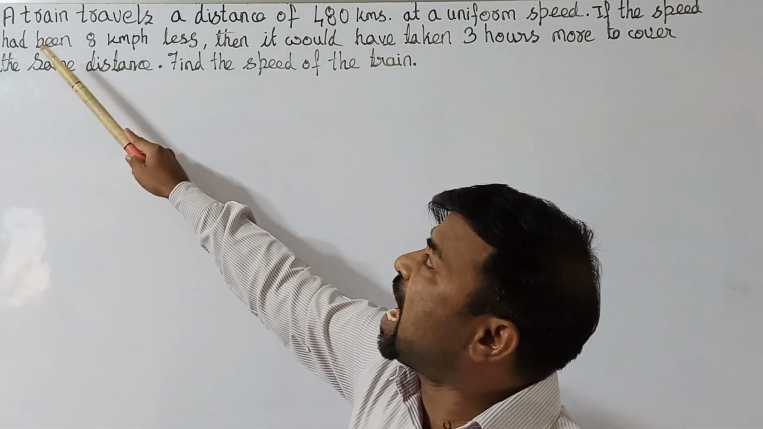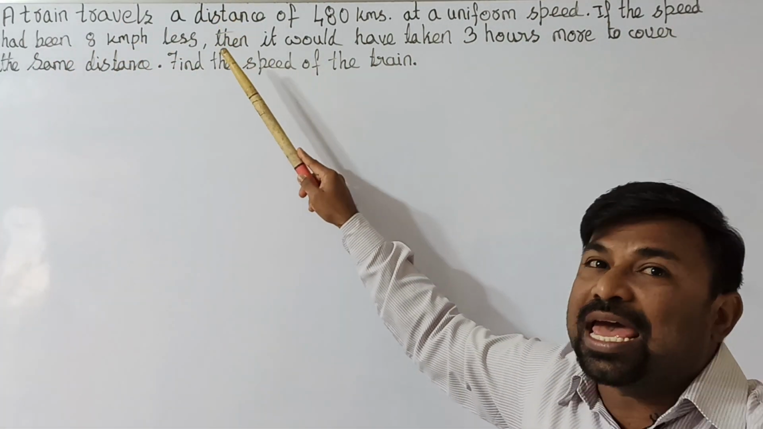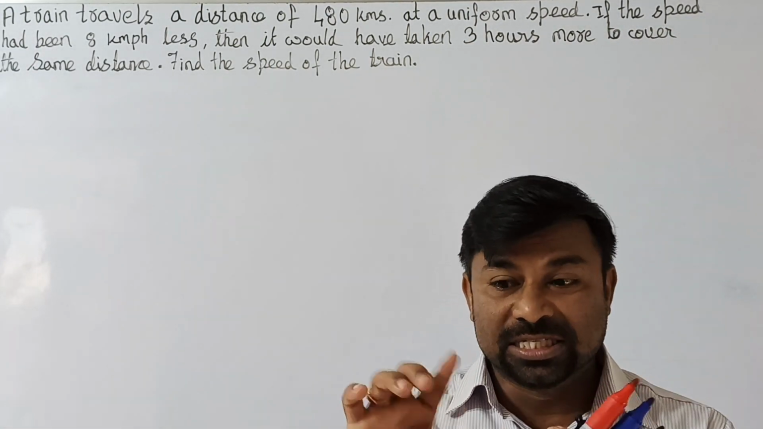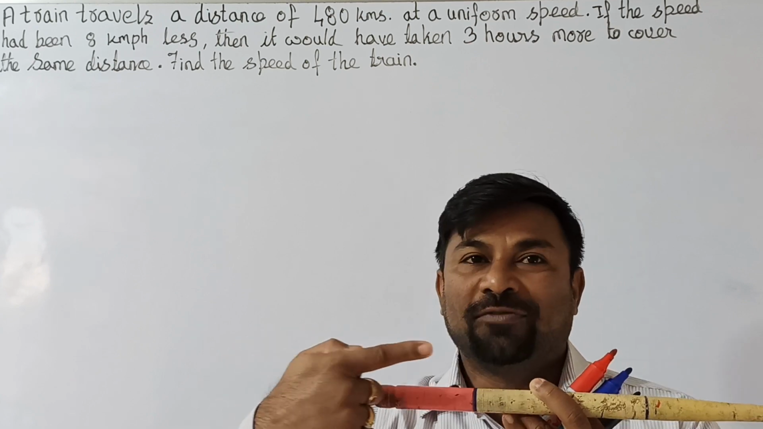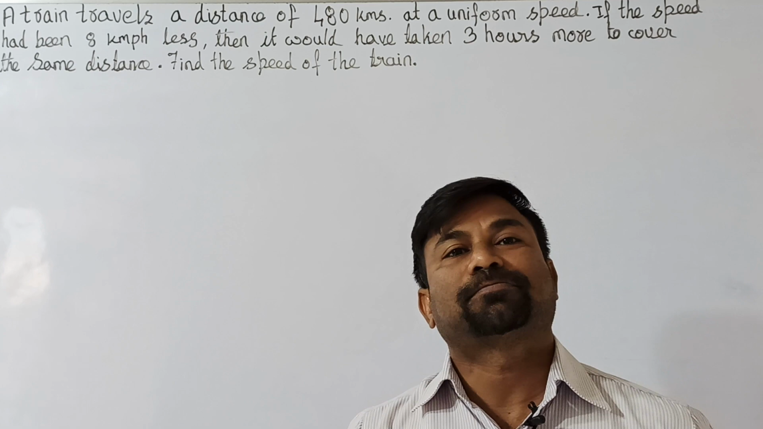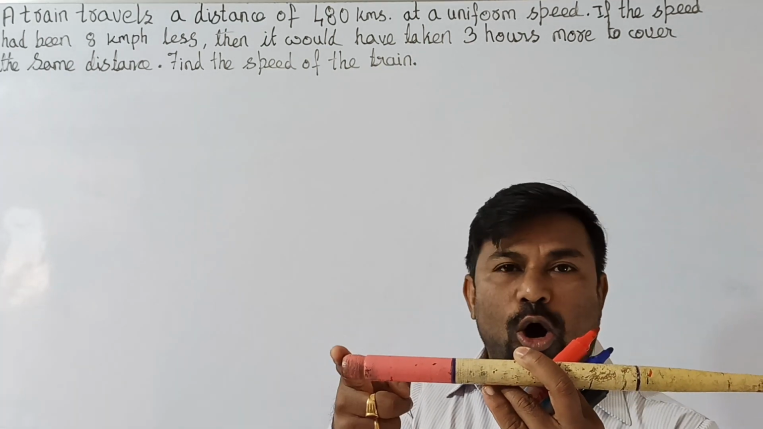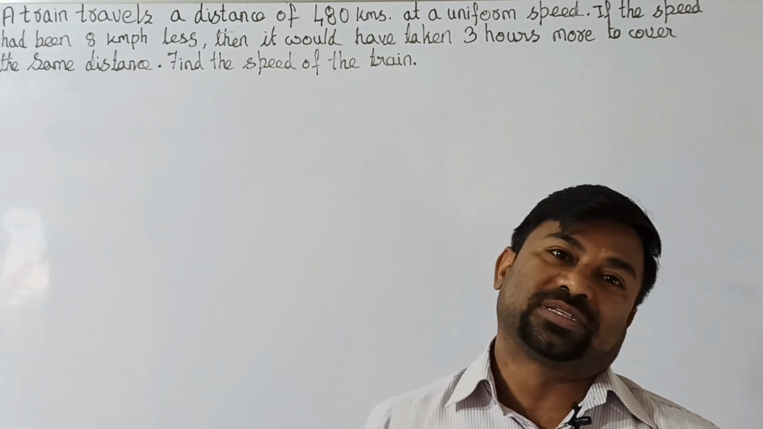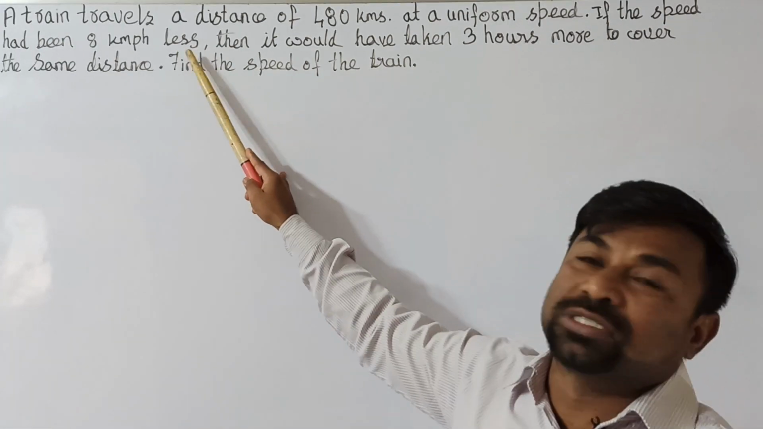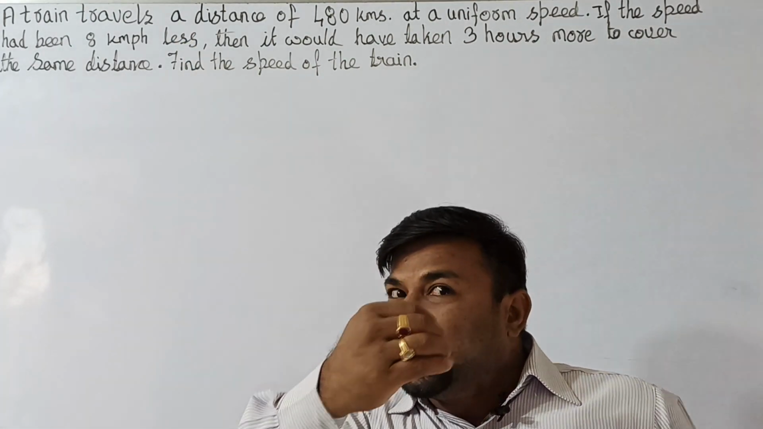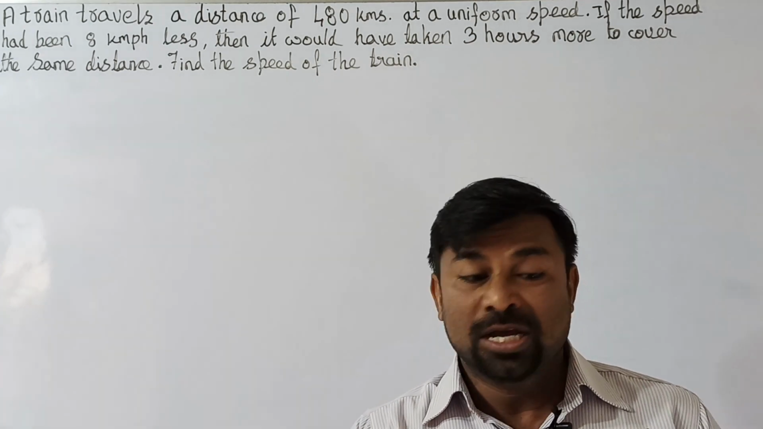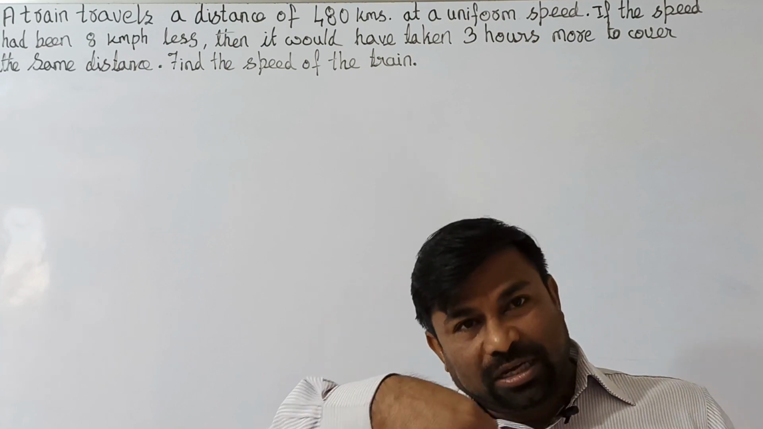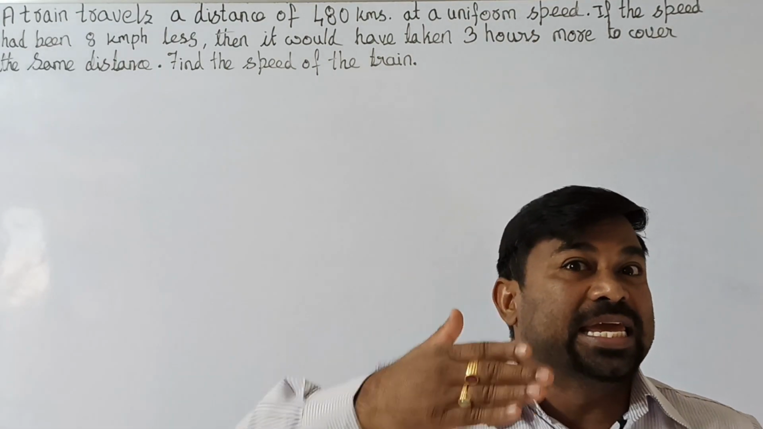If the speed has been 8 kilometers less, he has discussed the first scenario: a distance of 480 moving with a uniform speed, that is case 1. Case 2: the same distance of 480 kilometers, but in the second case the speed has reduced. Less is the word. If the speed is reduced, then to travel the same distance, obviously the time of travelling will increase.